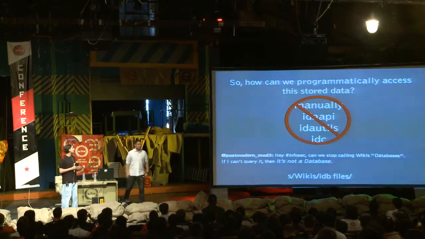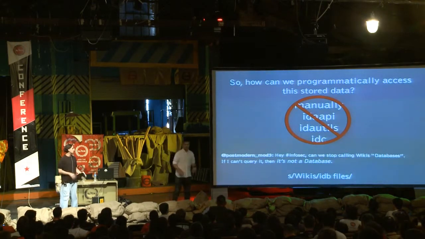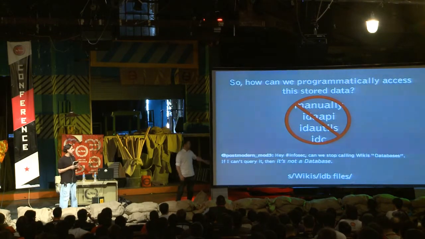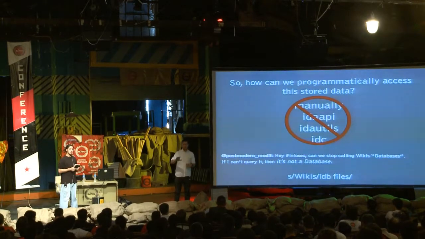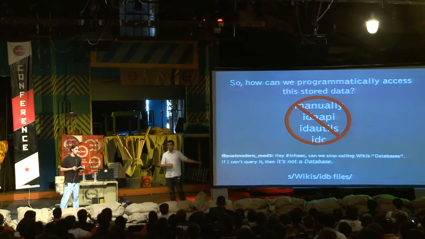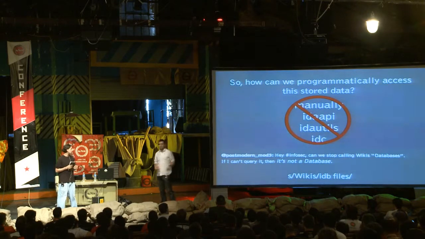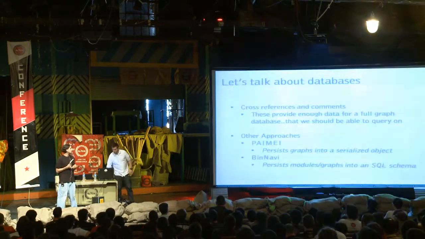Basically, the way that IDA provides it is manually, using the IDA API, IDA utils, and all those IDAPython functions, but it's not a database. IDA calls an IDB a database, but we have a quote here from Postmodern where he says, hey, InfoSec, can we stop calling wikis databases and replace wikis with IDBs here? If I can't query it, then it's not a database, and that's very true. IDBs you can only query via those APIs, and they're very limited. And they don't allow you to store information other than in text.